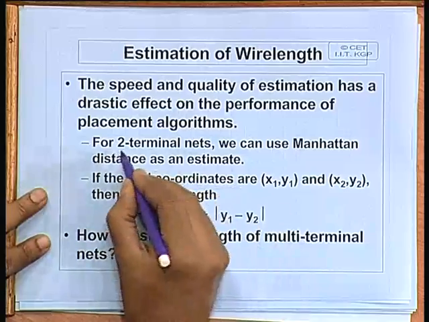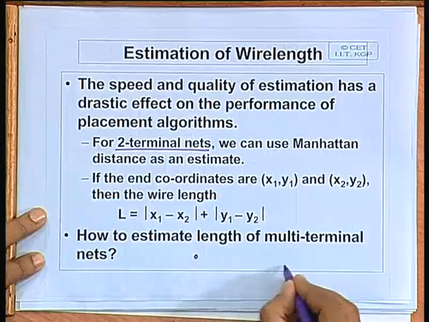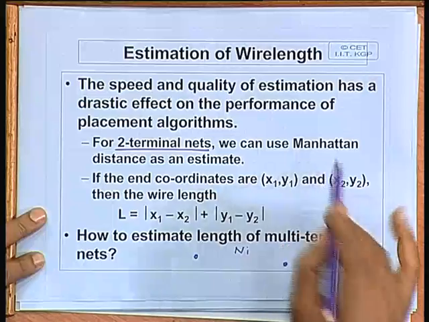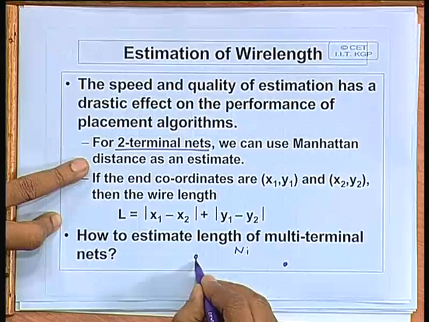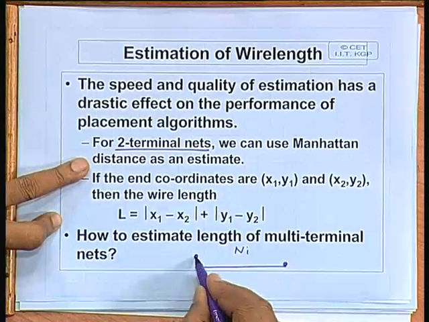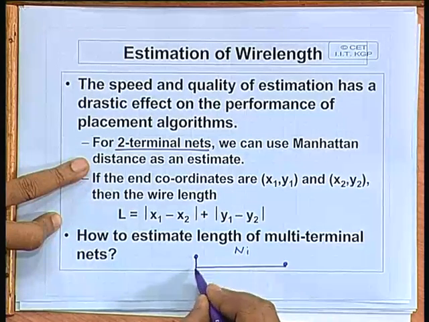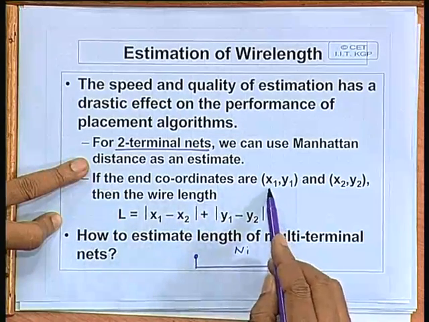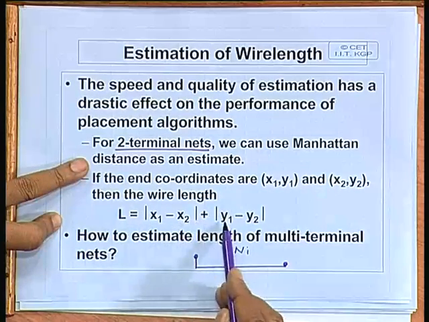For estimating wire length, if it is a 2-terminal net, the problem is simple. If there are only 2 terminals to be interconnected, this is your net number I say, then you simply compute the Manhattan distance. Manhattan distance, you recall, is the rectangular distance like this. If you have the xy coordinates of these 2 points, the Manhattan distance will be the difference of the x coordinates plus the difference of the y coordinates. So, the Manhattan distance of 2 points whose coordinates are x1, y1 and x2, y2 can be written as the difference between x1 and x2 plus the difference between y1 and y2.